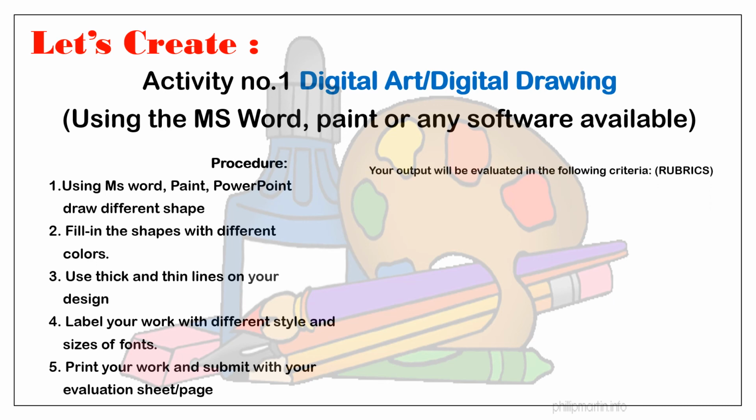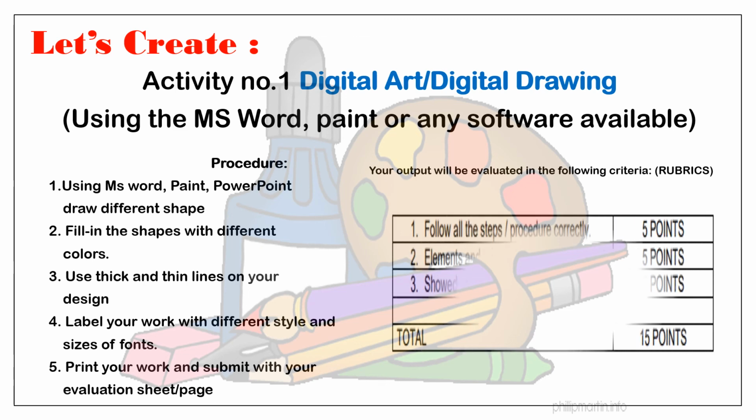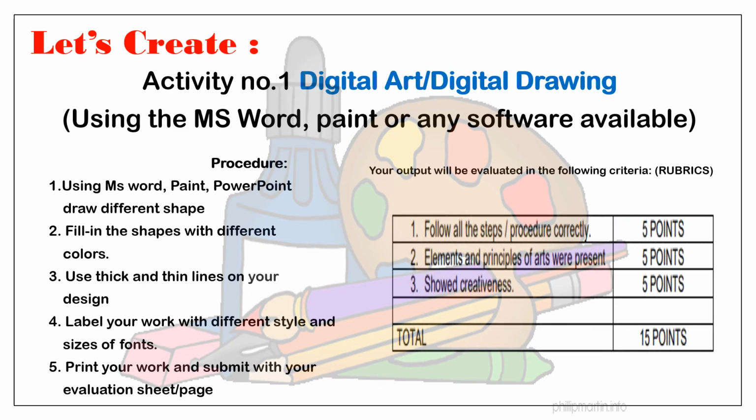Your output will be evaluated in the following criteria. So we have first criteria, follow all the steps of the procedure correctly, you will be given 5 points. Second, elements and principles of art were present, another 5 points. And third, showed creativeness, another 5 points, which will be a total of 15 points.